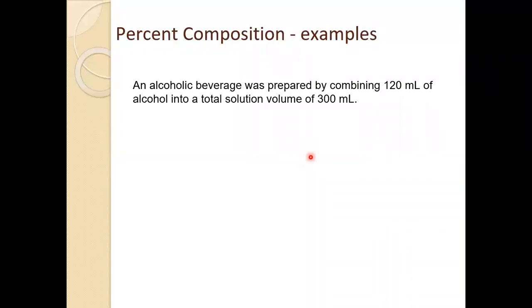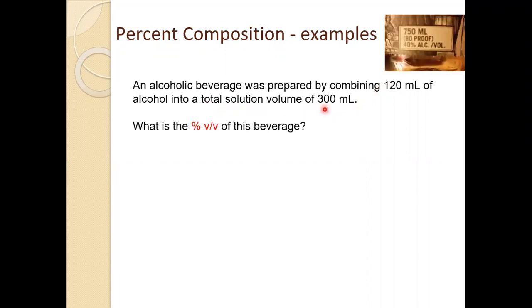For solutions involving liquid solutes, it's very common, as we talked about previously, to define the percent composition with percent volume over volume. A very common example of a liquid solution prepared by combining two liquids might be an alcoholic beverage, which is composed of a mixture of an alcohol of some type with water. So if an alcoholic beverage is prepared by combining 120 milliliters of alcohol into a total solution volume of 300 milliliters, then the question might be, what is the percent volume of this beverage?